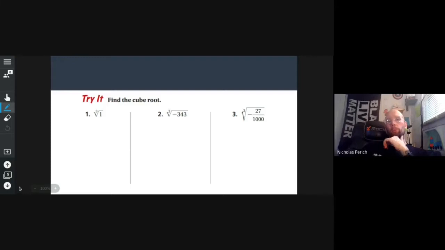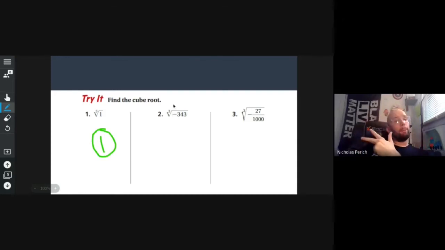Ooh. Yes, you do. So I'm going to find the cube root of 1. What times what times what is 1? Well, 1 times 1 times 1 is 1. The cube root of a negative. Well, that's strange. What times what times what is a negative?